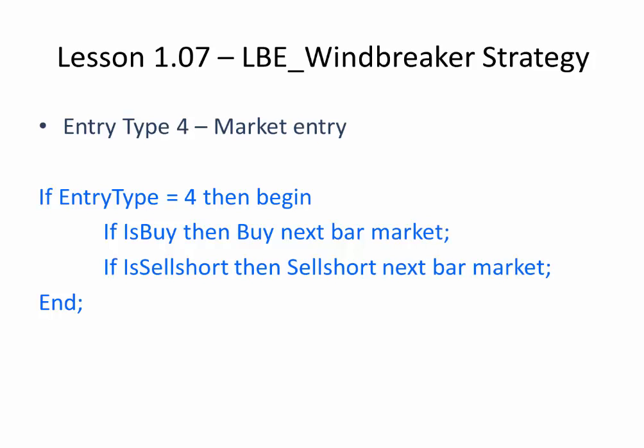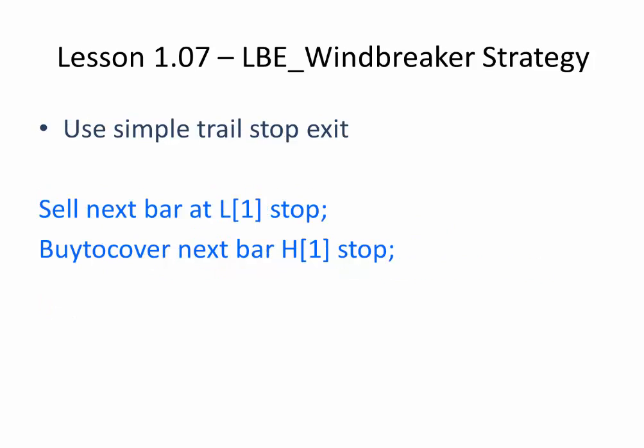Finally, the market order. If entry type is 4, then we can buy the next bar market if is buy is true, or sell short if is sell short is true. We use a simple trail stop, sell next bar at low of the prior bar stop, or buy to cover next bar high of the prior bar stop. Let's see how this looks inside TradeStation.